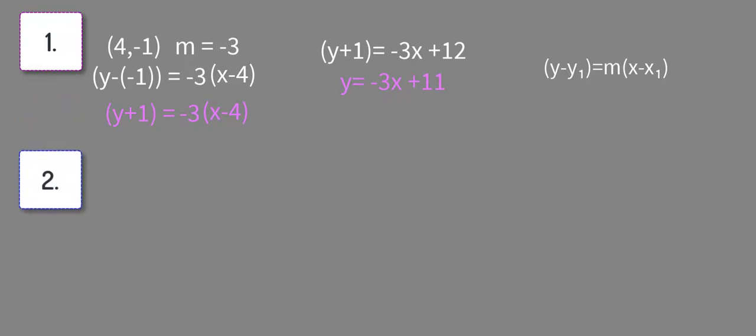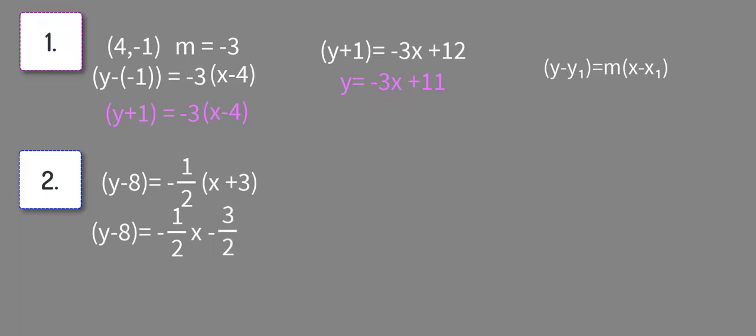In number 2, we're given y minus 8 equals -1/2 times x plus 3, and we're asked to write that in slope intercept form and standard form. We'll go ahead and write it in slope intercept form first. We just solve for y. So distribute that -1/2. So y minus 8 equals -1/2 x minus 3/2.